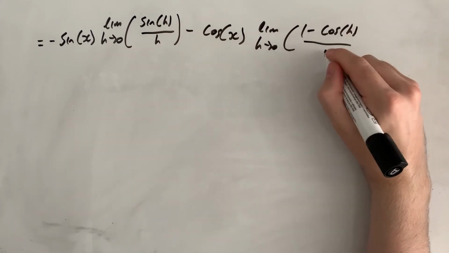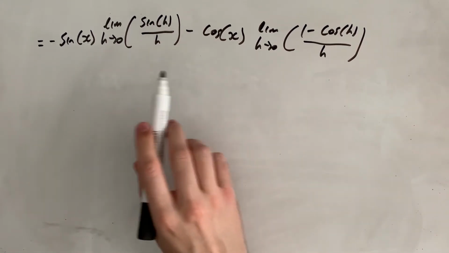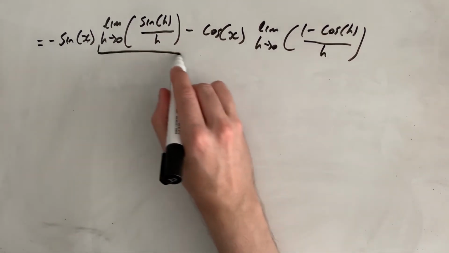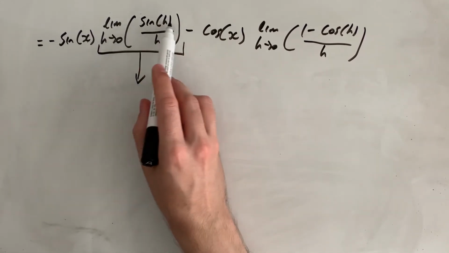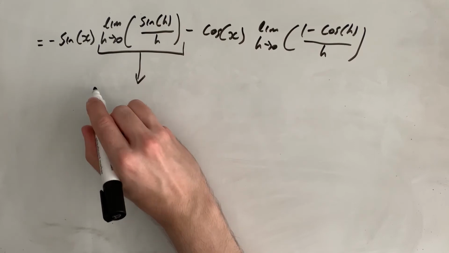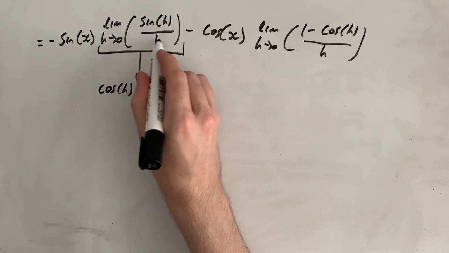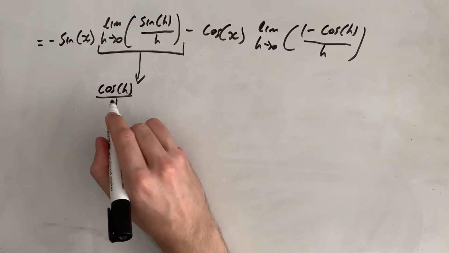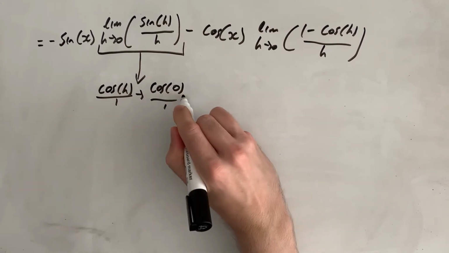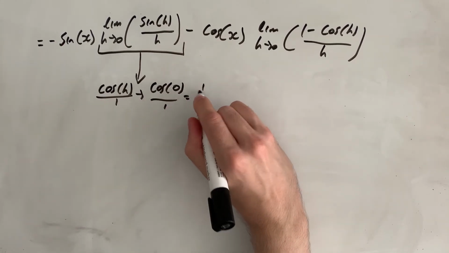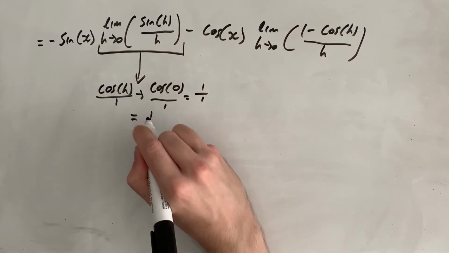And now, simply here, through L'Hospital's rule, we can derive this limit. If you differentiate the top using L'Hospital's rule, we'd get cos h divided by the derivative of the bottom, so the derivative of h with respect to h is 1. At 0, this would give us cos 0 over 1, in other words, 1 over 1. So this thing here is equal to 1.